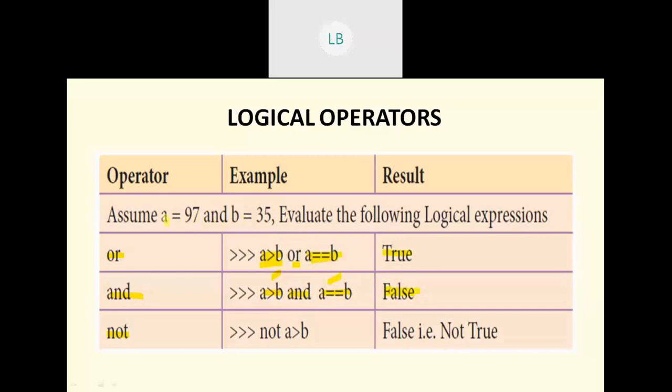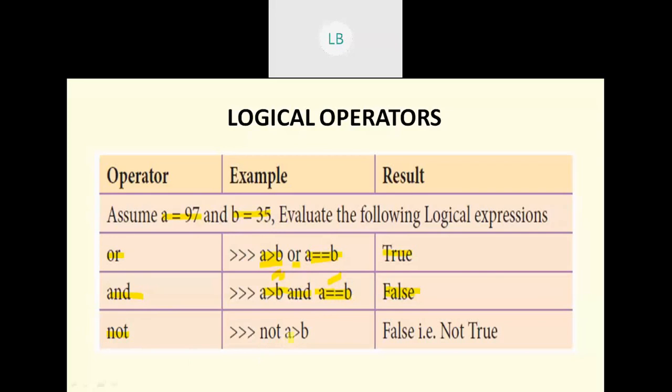In this example, A equal to 97, B equal to 35. A greater than B, 97 greater than 35, this is true. A equal to B, you are checking this condition. 97 is not equal to 35, so this is false. If I combine these two using AND, if both the conditions are true, your answer will be true. In this case, this is false, so your result will be false.